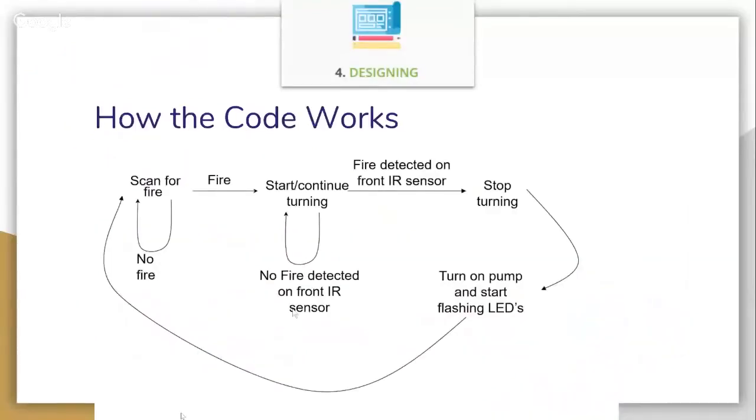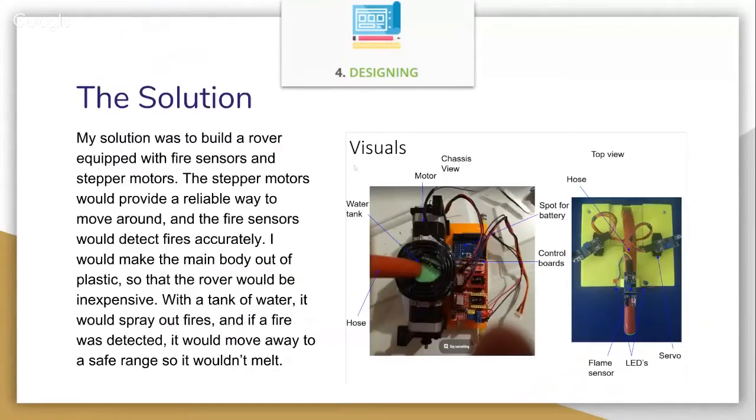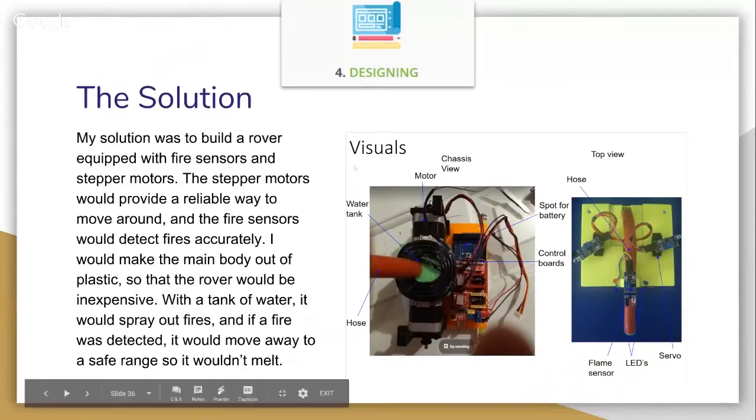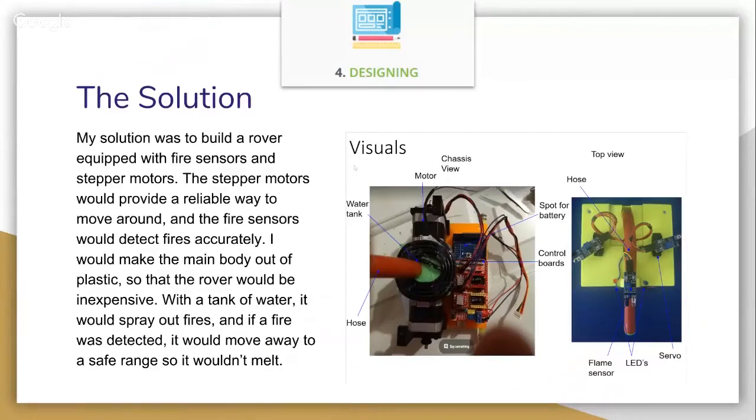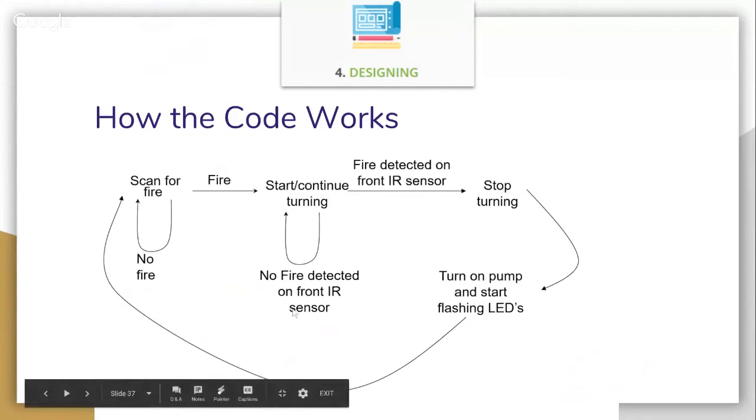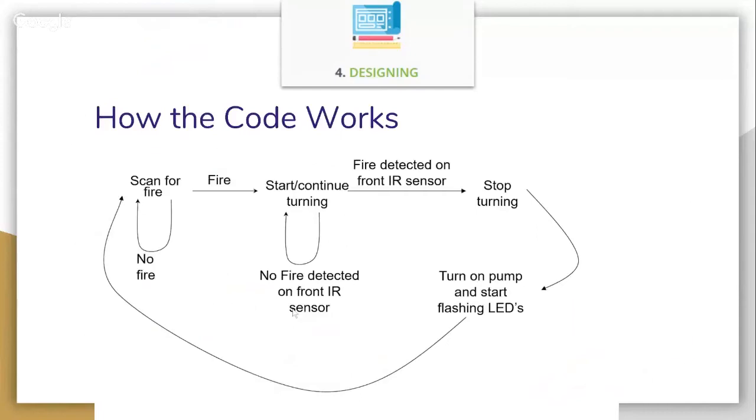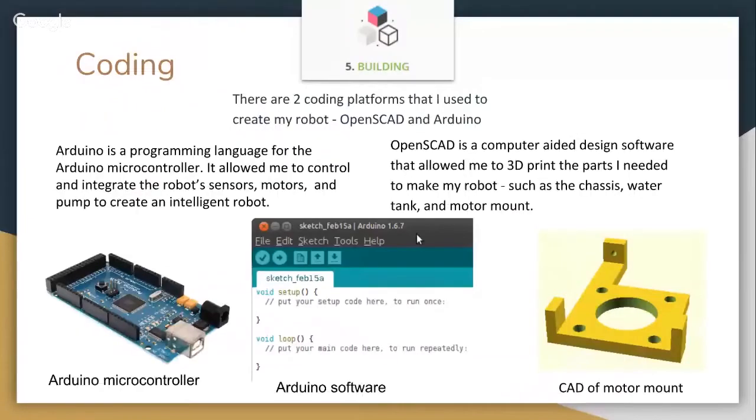For all of this, I made a code map about how my robot would need to work. It would need to work by first scanning for a fire. Then, if the robot detected a fire, it would need to start turning until the fire was detected on its front IR sensor, which is right over here. Then, the robot would know to stop turning because, as you can see here, the front IR sensor is aligned with the pump, so that if a robot detects a fire on that sensor, it knows that it is at the correct angle to extinguish the fire. Then, after it was at the correct angle to extinguish the fire, the robot would be able to turn on the pump and flash the LEDs to signal that there is a fire and to extinguish the fire.